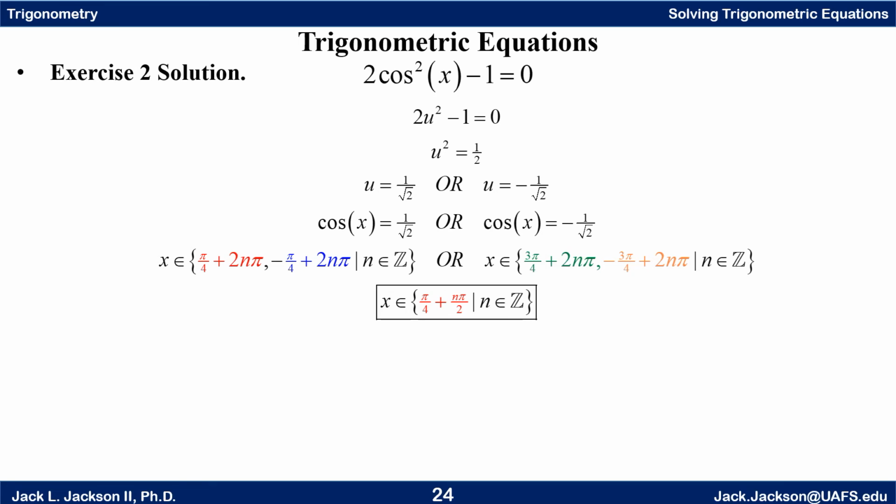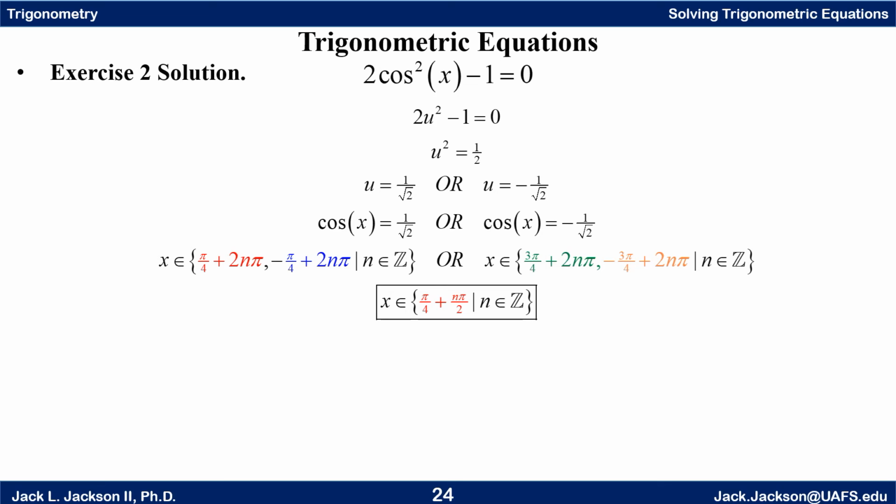So the reference angle is pi over 4, 45 degrees. So it's either pi over 4 plus 2n pi or minus pi over 4 plus 2n pi. And the one with negative 1 over root 2 is also going to have a reference angle of pi over 4, but it's going to be in quadrant 2 or 3. So the shortest route of getting there would be 3 pi over 4 or negative 3 pi over 4, and again, shifts to that by 2n pi.